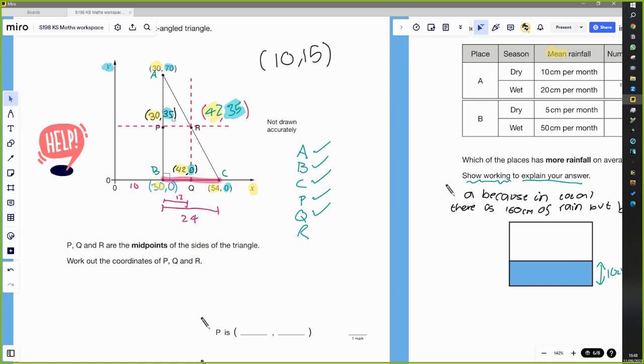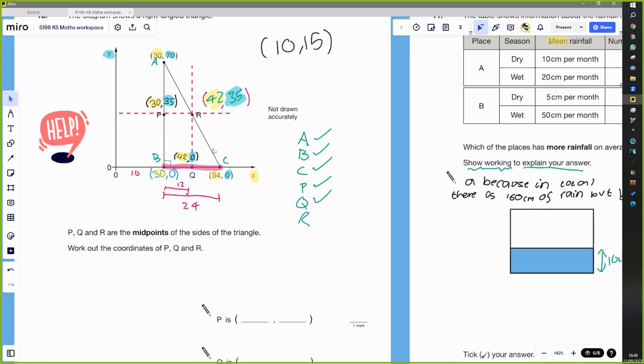How do we work out this bit? Well, the next thing that we did is we were like, well, if the vertical line on the left-hand side, the height of this triangle, starts at 0 and goes all the way up to 70, then the halfway point between 0 and 70 is 35, because 70 divided by 2 is 35. So there we have the coordinates for P: 30 and 35.